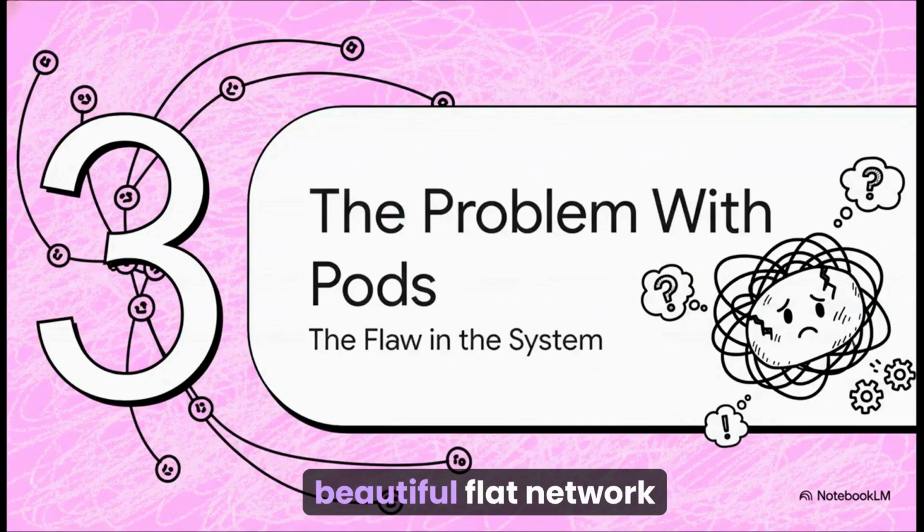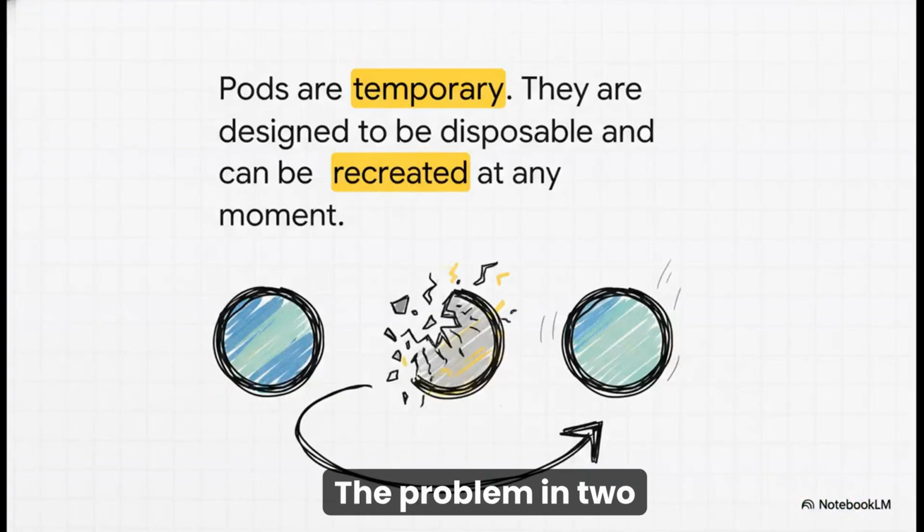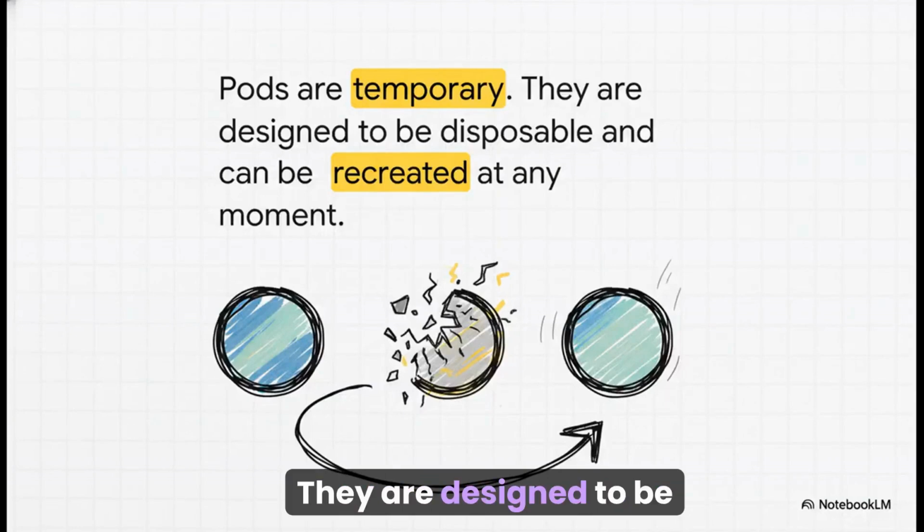Okay, so we've got this beautiful, flat network where everything can talk to everything. Sounds perfect, right? So what's the problem? Well, this perfect system has a built-in weakness, and that brings us to the core challenge, the problem with pods. The problem, in two words, is that pods are temporary. They are designed to be ephemeral, disposable, and replaceable.